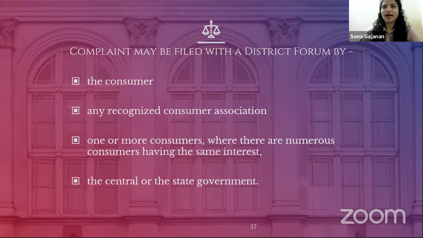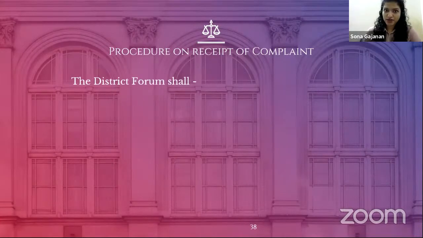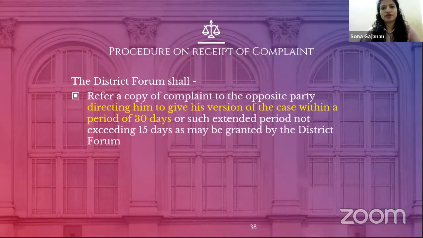So what happens when the district forum receives a complaint? Once the district forum receives a complaint, it will refer the copy of the complaint to the opposite party. For instance, if a patient is not happy with your service and has filed a complaint against you, they will file a case at the district forum according to the claim amount, and you will get a copy of the complaint.